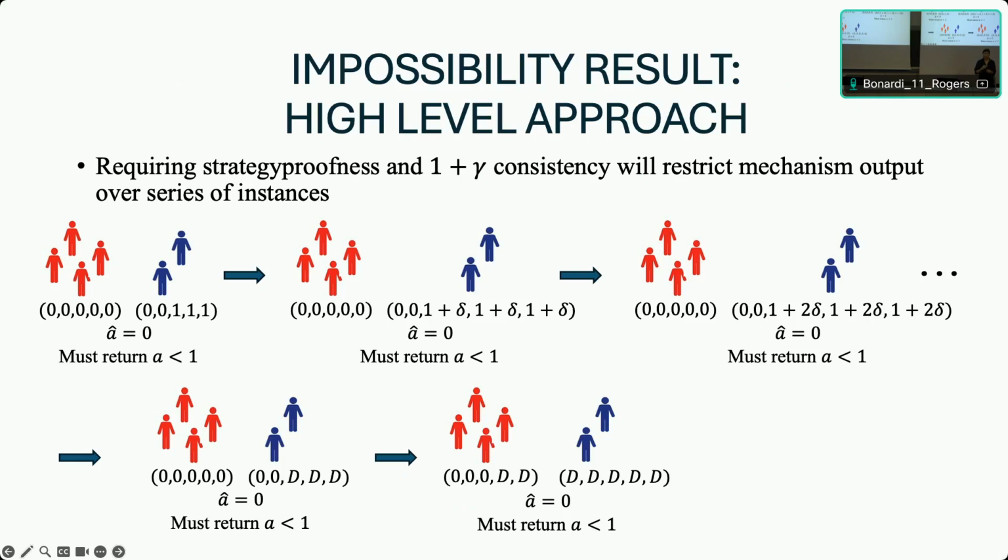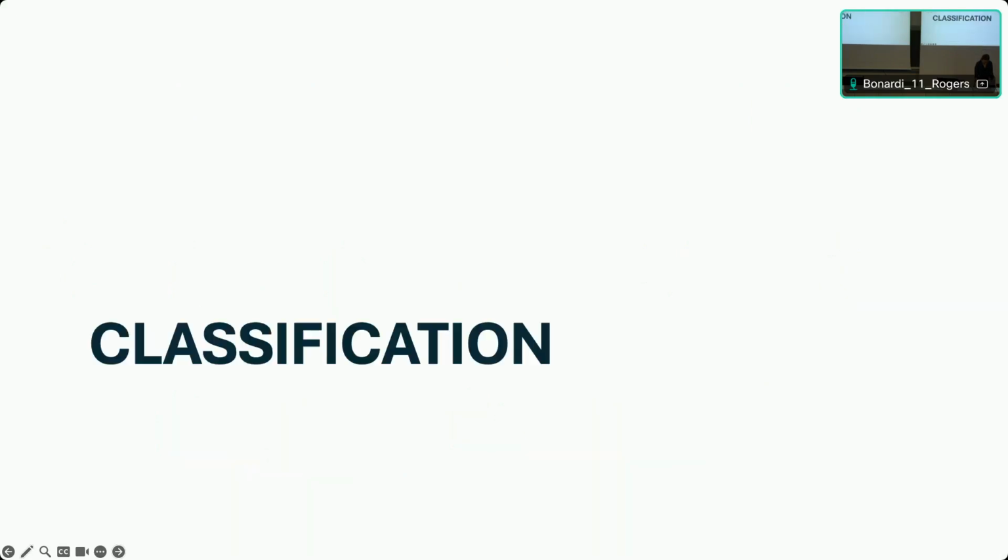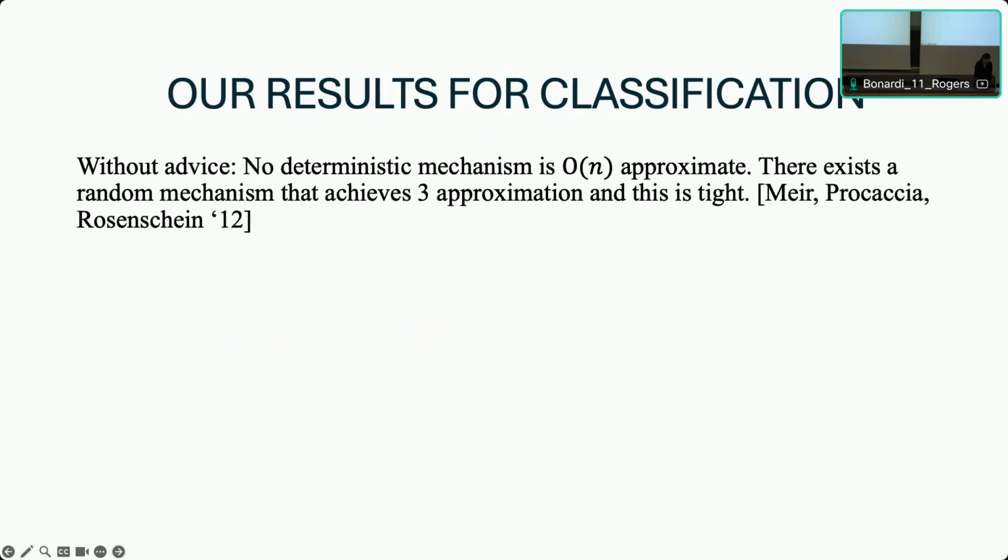But if we have erroneous advice at 0, then in order for this to be strategy proof, we still have to output something less than 1. And you can imagine this is really bad. In fact, it is 1 plus 4 over gamma minus epsilon bad, which is exactly how we get our trade-off tightness proof. Okay. Really quickly, I'm just going to speed through our results on classification.